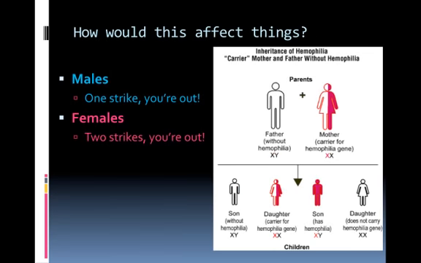So how does this affect things? Basically, if you're a male, 1 strike, you're out. You have a bad X chromosome, that's all you have, so you have the disease. For females, 2 strikes and you're out. So in most of the cases, it's the males that are affected more greatly. So they are suffering to a greater degree than the females, because females have that second X chromosome that is kind of their backup.